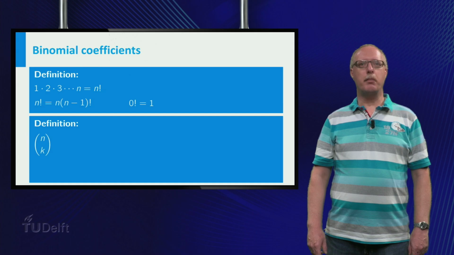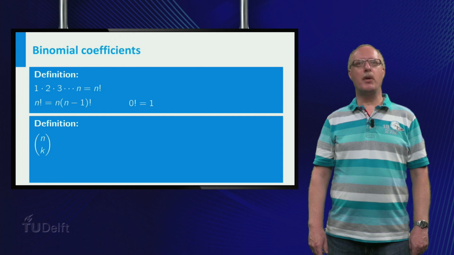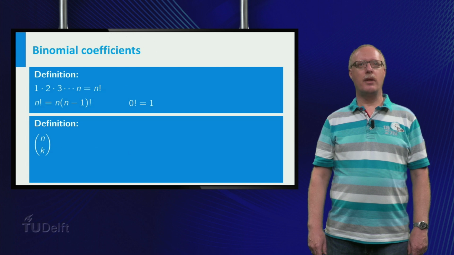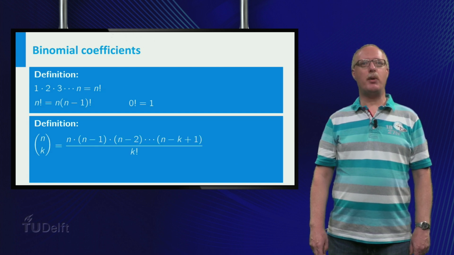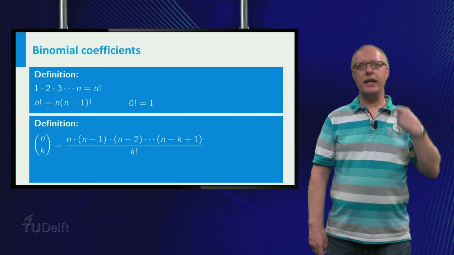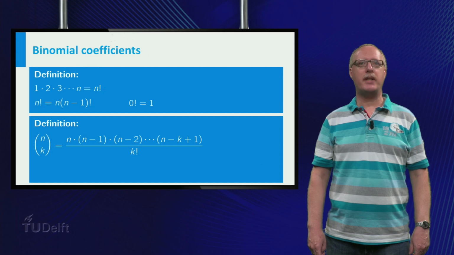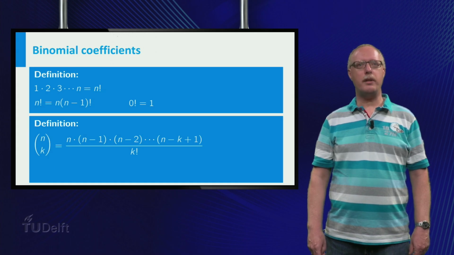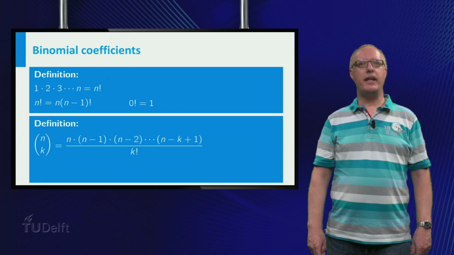Now we are able to define the binomial coefficient that is pronounced as n choose k. This is the number of possibilities to choose k elements from a set of n elements. For the first element, we have n possibilities. For the second element, only n−1 possibilities remain, etc., until finally n−k+1 possibilities for the kth element. Because we can choose the k elements in k factorial different orders, we conclude that n choose k equals the product n times (n−1) until (n−k+1), divided by k factorial.